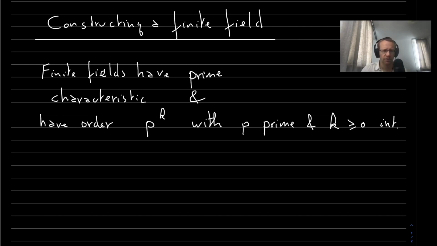So the first property we want to know is that a finite field of order p to the k exists and is unique.